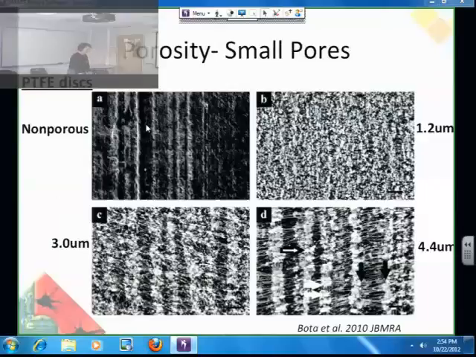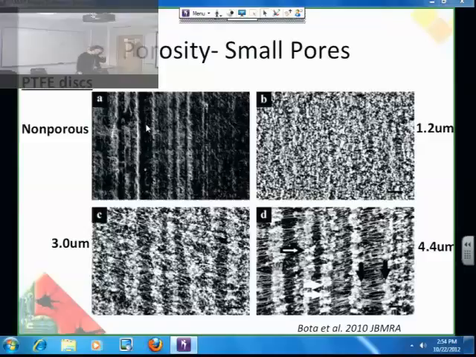Okay, so in terms of how porosity of a biomaterial might affect the inflammatory response, or maybe even topography. So these are really small pores, again, on PTFE discs. You might think of this as more of a topographical change, because since they're so small, you might put a porous coating onto a biomaterial, and this is the size of the pores we're talking about. So this is a non-porous disc, or 1.2 microns, 3 microns, or 4.4 microns. This is the size of the pores.